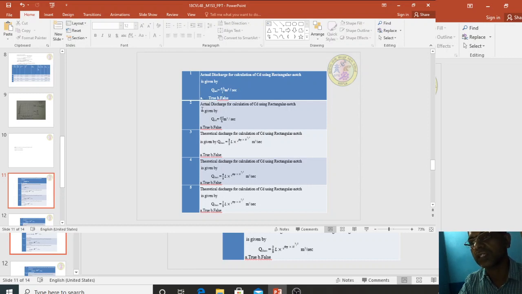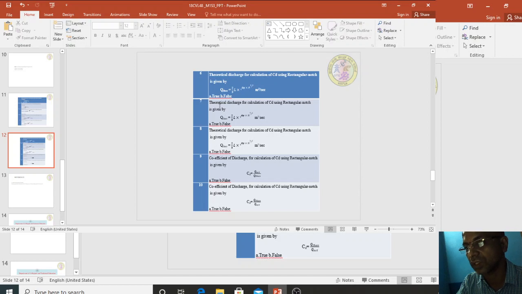Next, second question: actual discharge for calculating CD using a rectangular notch is given by AT divided by H. That is B, false. Theoretical discharge for calculating CD using a rectangular notch is given by Q theoretical equal to 3 by 2 L into root of 2G into H whole to the power of 3 by 2 meter cube per second. So it is false. Fourth one, the theoretical discharge formula given is false because 4 by 3 is there.